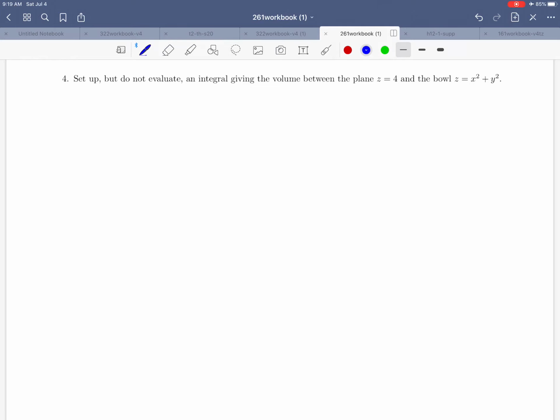Hi everybody, and welcome to exercise 4 on page 63 of the workbook. In this problem, they're asking us to set up an integral that gives the volume between a plane and a ball. Before we dive into this, I'd like to try to draw a rough picture of this so we can picture the volume that they're asking us for.